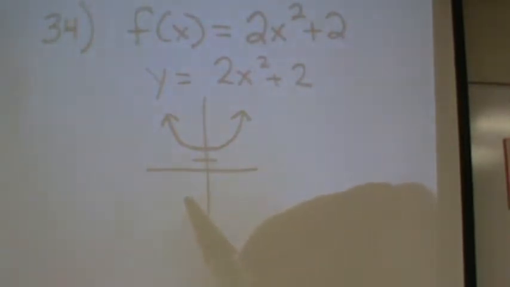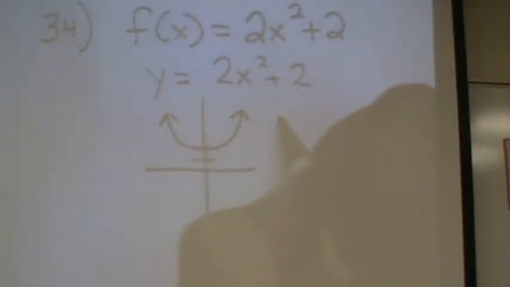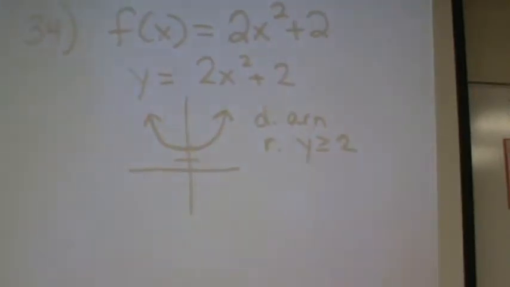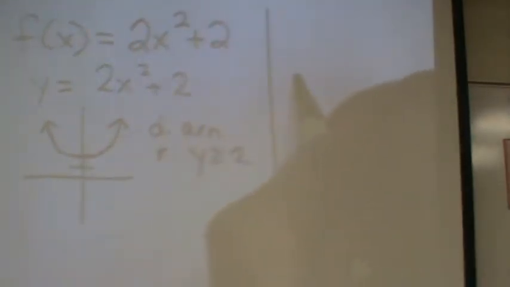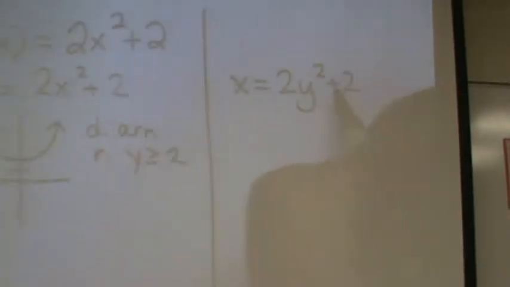For this problem, they're not asking you to graph it, but you would be able to, right? Could you tell me the domain and the range of this? The domain is all real numbers, and the range is y is greater than or equal to 2. Now, all they wanted you to do is write the rule. How do you find the rule for this inverse? You write x is equal to 2y squared plus 2, then what? How do you solve this for y? Subtract 2, divide everything by 2.